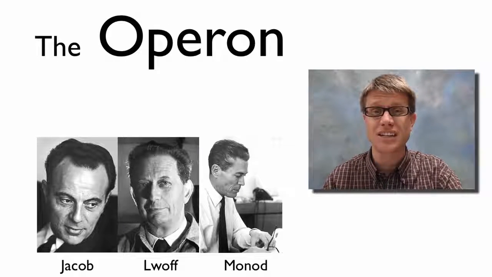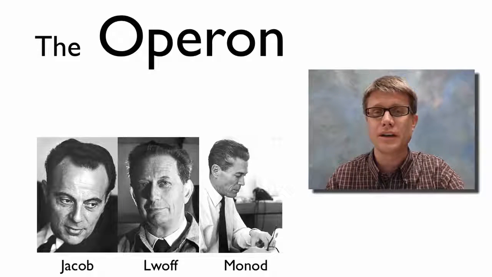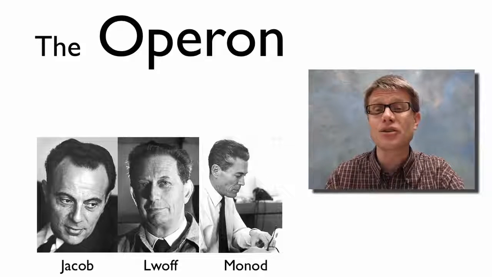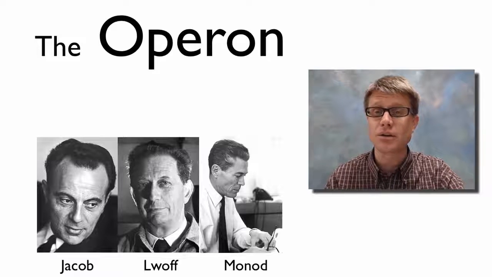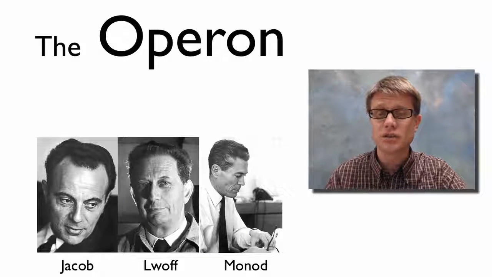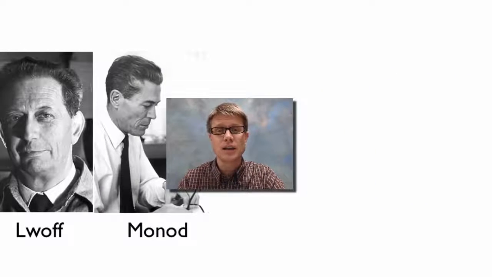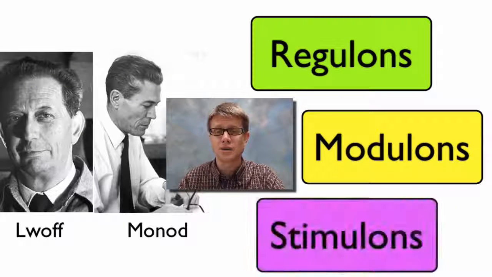The operon was discovered in the 1960s by three French scientists, Jacob, Lwoff, and Monod. That's really bad French. But they got to coin the term operon, and basically it means to operate. It's mostly found in prokaryotic cells, mostly in bacteria. There are a few eukaryotic operons, but in general it's going to be found in bacteria. It led to other terms that you've maybe never heard of before, like regulons and modulons and stimulons. Stimulons are groups of operons operating together from one stimulus. And so it just means to operate. That's what an operon means.